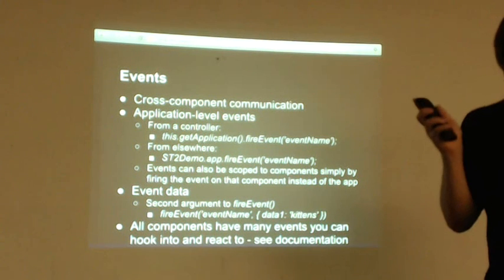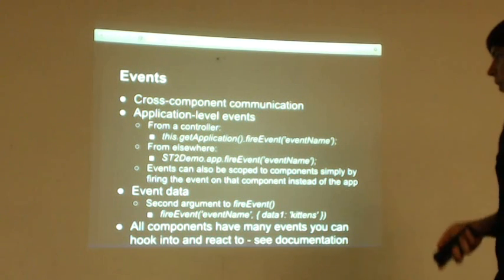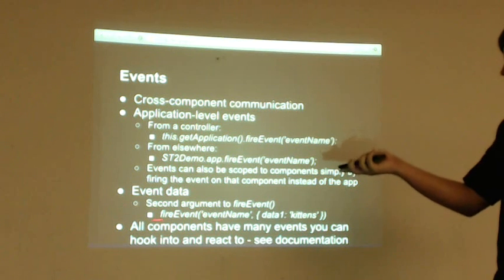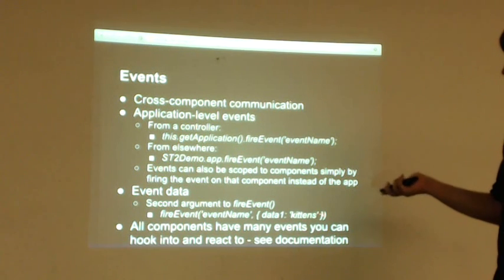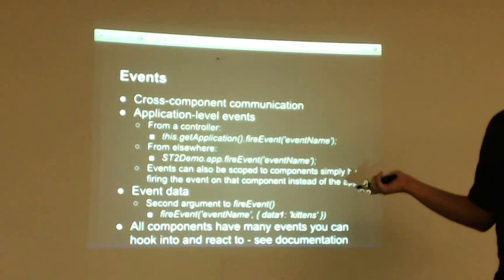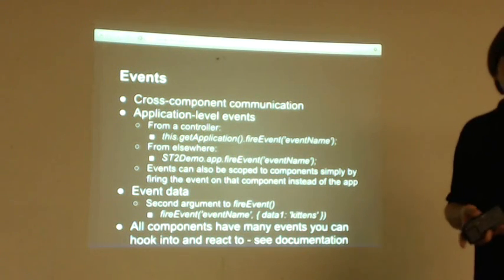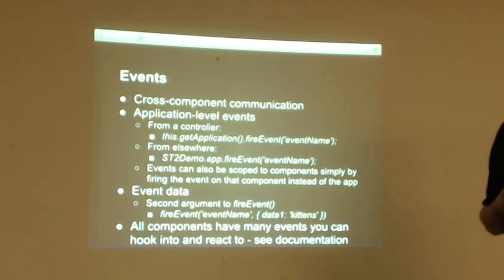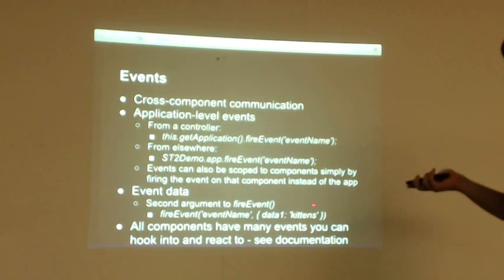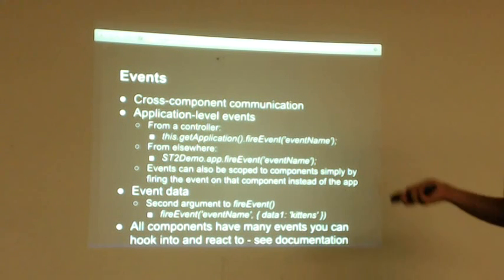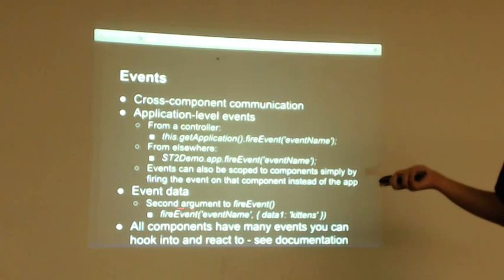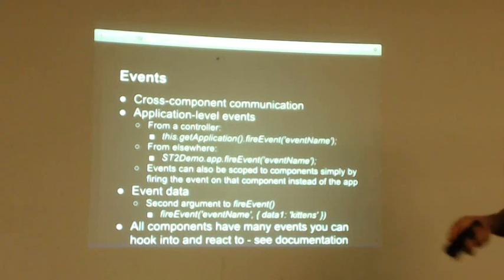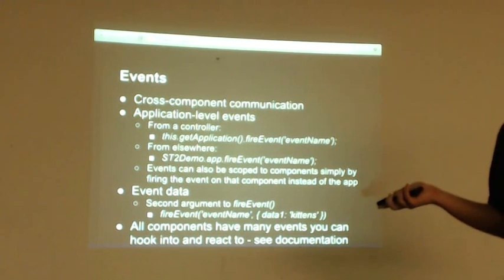So for example, loginSuccessful can be the name of an event. And you can pass data along to that event in the form of JSON, basically, or a JavaScript object, because that's what JSON is. It's just JavaScript objects. So right now we have a property called data1, and that has a kitten string next to it. So this method call here fires an event called event name, and then whoever receives that event will get this data.